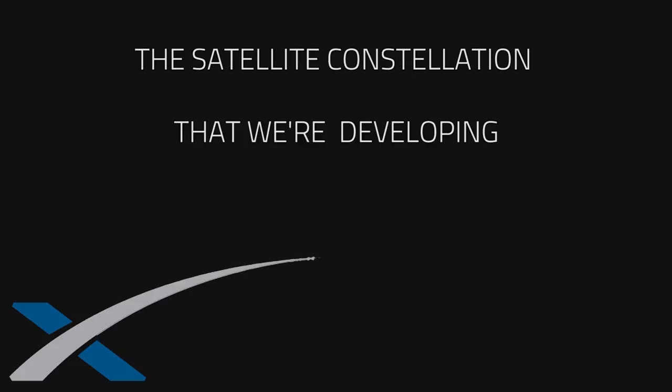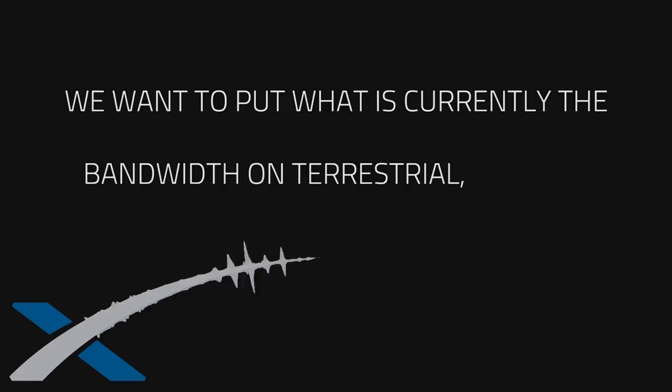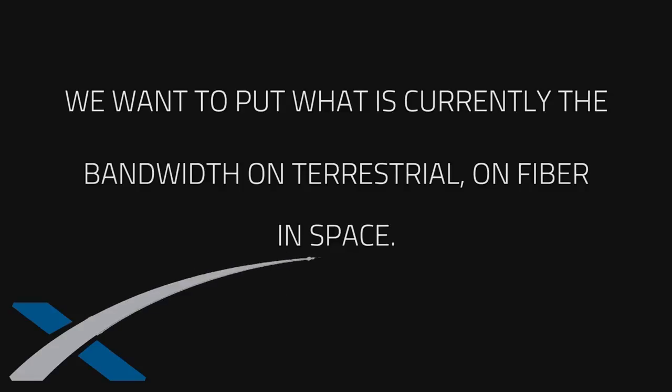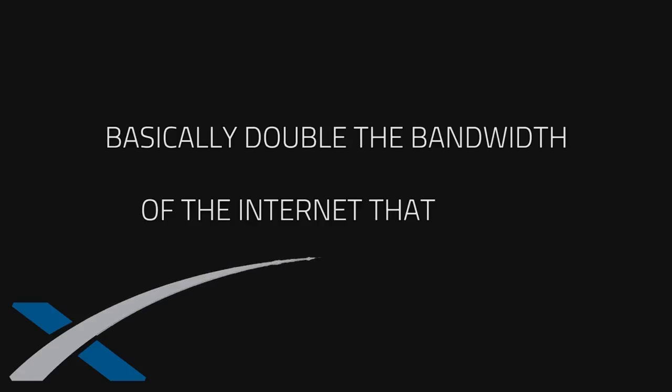I mean, the satellite constellation that we're developing is basically to put the internet in space. We want to put what is currently the bandwidth on terrestrial, like on fiber, in space. Basically double the bandwidth on the internet that exists.